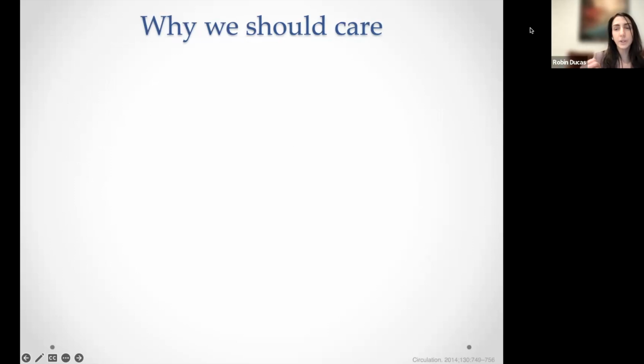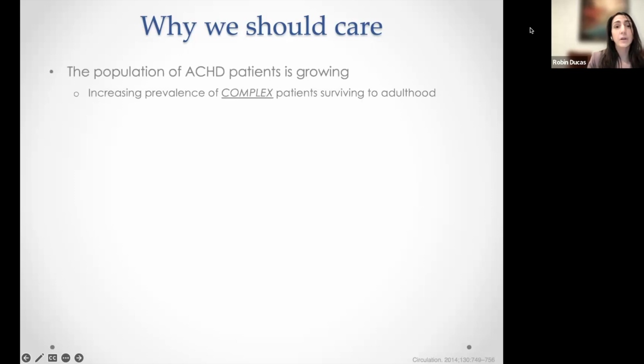And I do want to touch on why we should care about these procedures, why it's important for us to have an idea about them. We know that the population of adult congenital heart disease patients is growing. And interestingly, the complex group of those patients is increasing faster than the other groups.